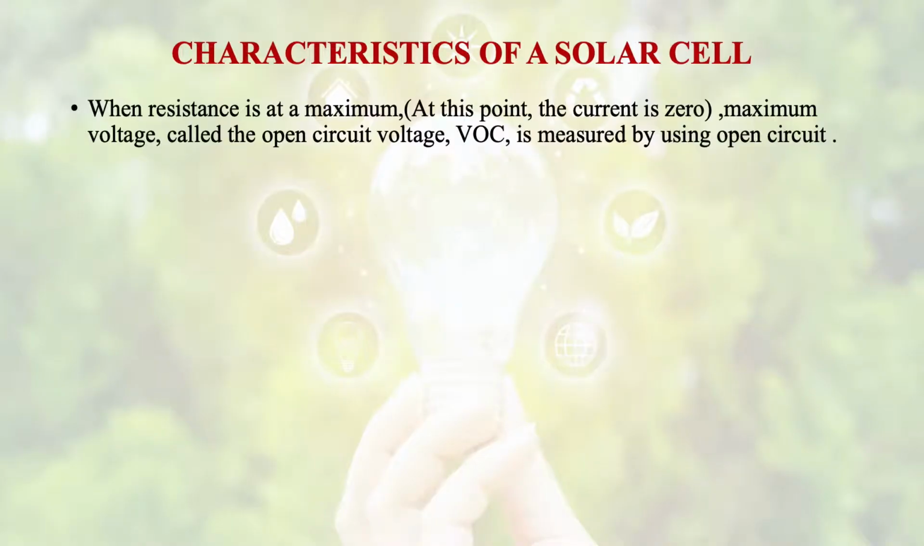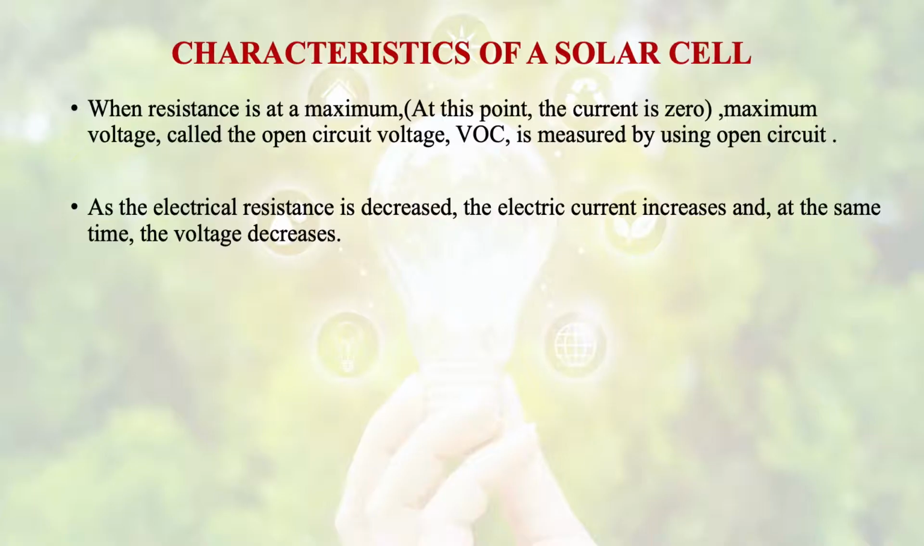The maximum voltage is called the open circuit voltage, or VOC. OC means open circuit. So VOC is measured using an open circuit, as its name implies, where the resistance is at a maximum. At this point the current is zero. Whenever you make the circuit open, that means you are making the current zero. As the electrical resistance is decreased, the electric current increases, and at the same time the voltage decreases, just from Ohm's law, V is equal to I into R.